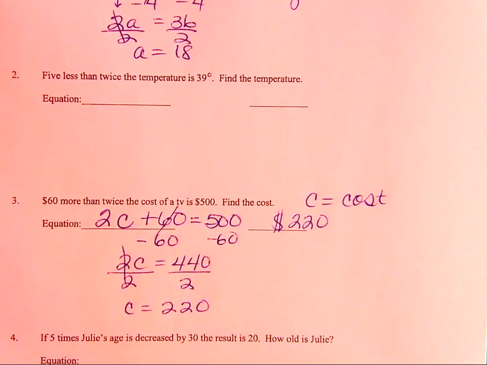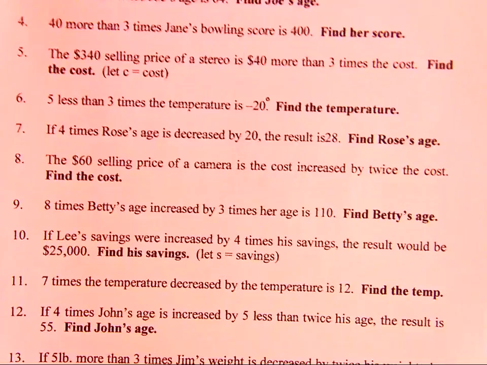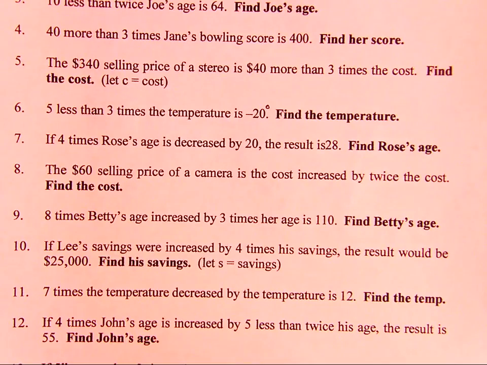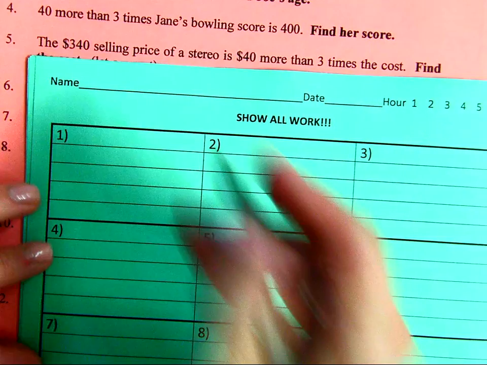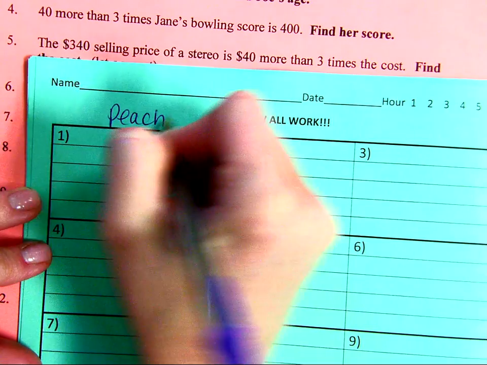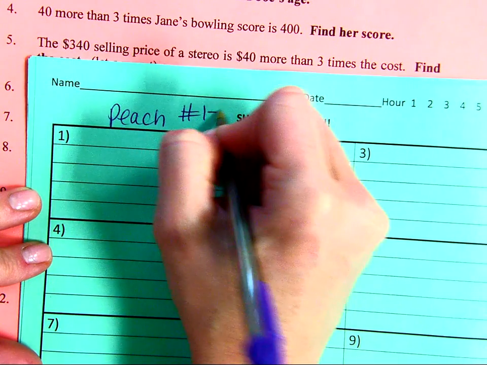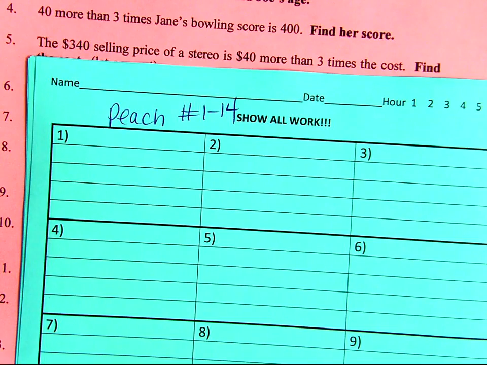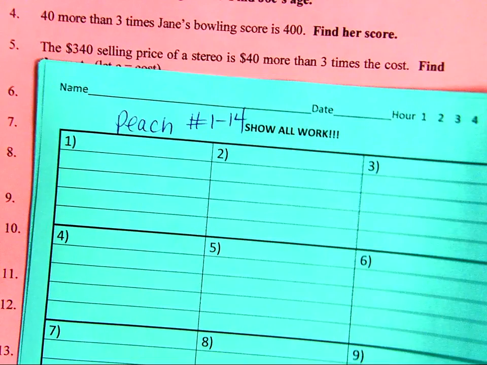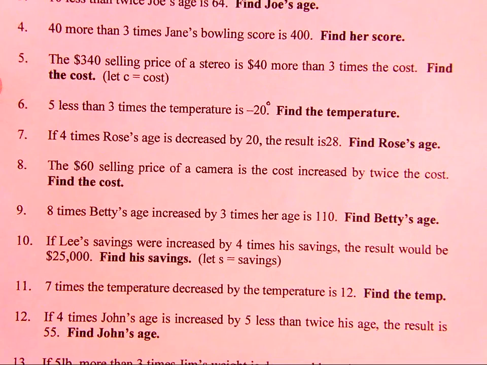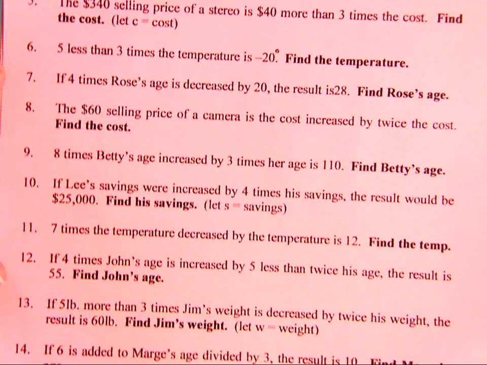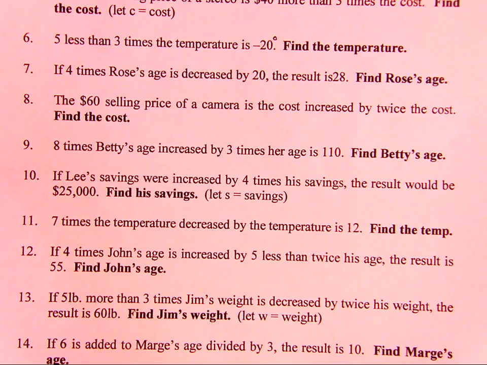Okay. Flip to the back of this. This one you will use the green sheet. So you're going to put problems 1 through 14. So the other one goes to 15. All right. I want you to look at number 8. Read it. And what sounds weird about it? 8 times Betty's age increased by 3 times her age is 110.